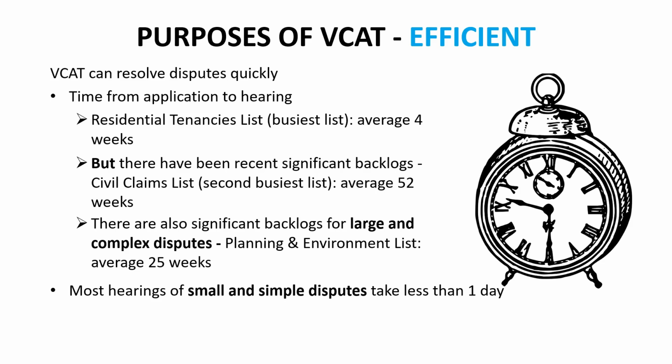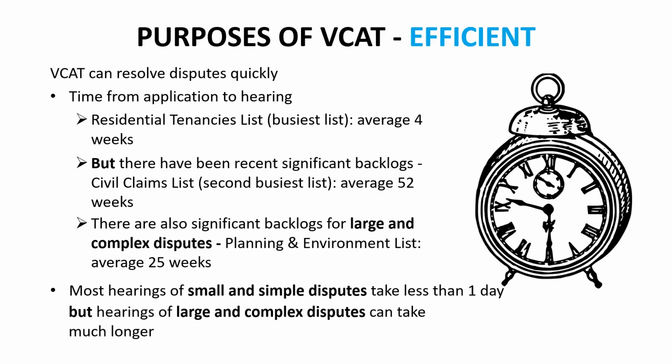For example, the average time between when a party applies to VCAT's Planning and Environment Division to deal with a dispute and when VCAT actually hears the case is 25 weeks. In addition, VCAT can take nearly as long as the courts to hear and decide large and complex disputes.